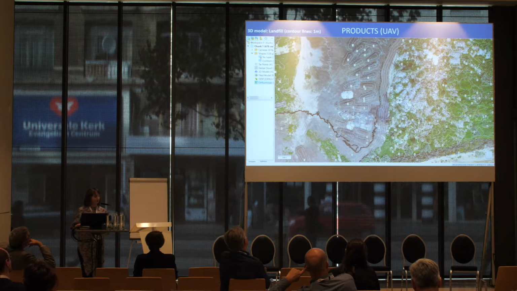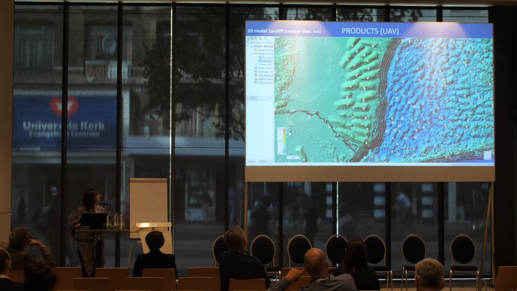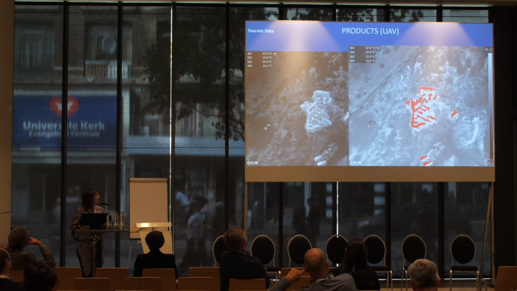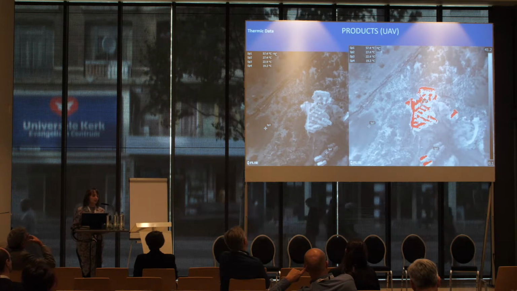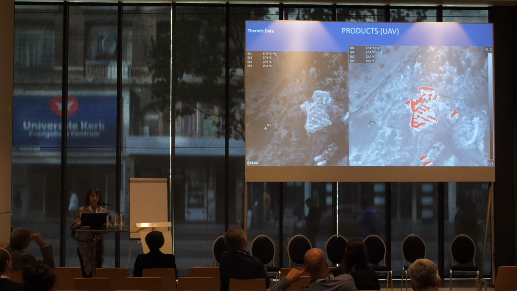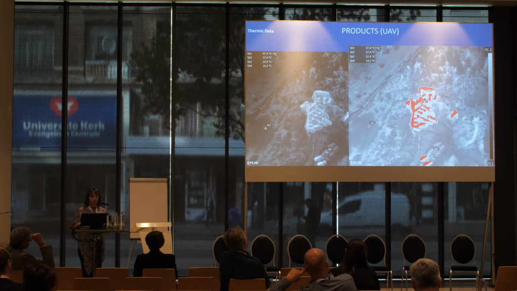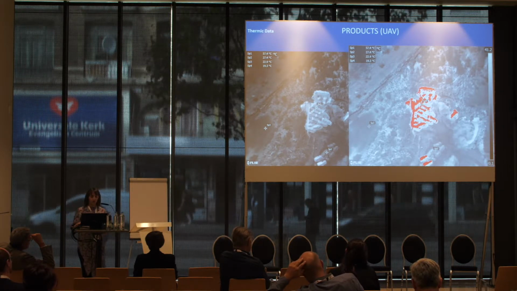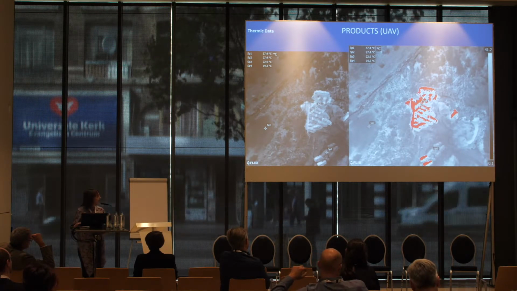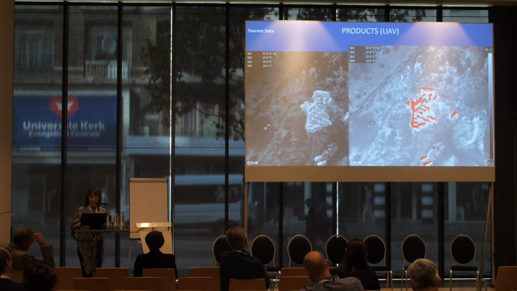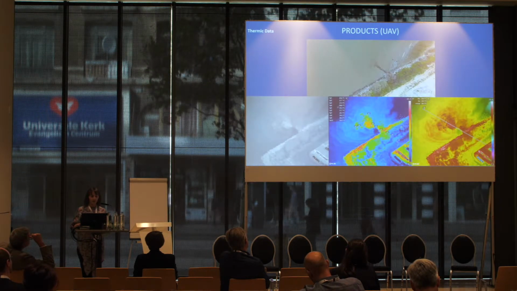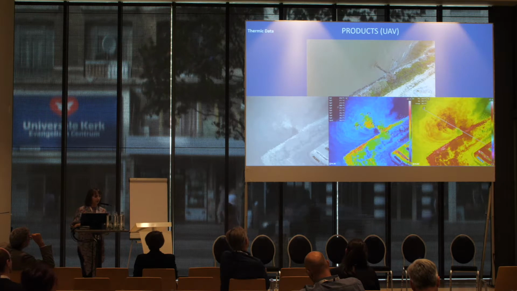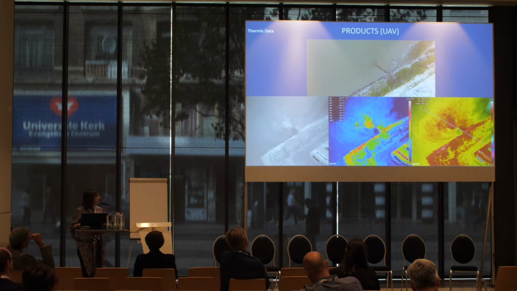Here are the contour lines, 1 meter apart. And here are some experiences using a thermal camera. This is thermic data. We can evaluate the temperature of several points highlighted in the image. And this is an example of a water discharge in the river.